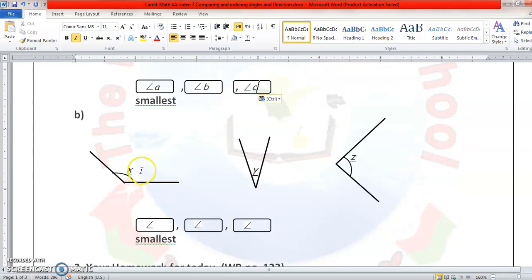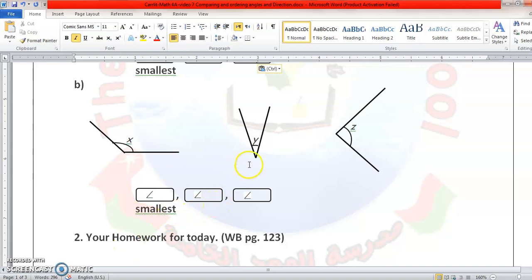Letter B. This is angle X. When you see this angle, we call it angle X. This is angle Y, and this is angle Z. Which one is the smallest? Right, angle Y is the smallest. To be followed by angle Z. This is the next one, second. And last, the biggest angle is angle X.